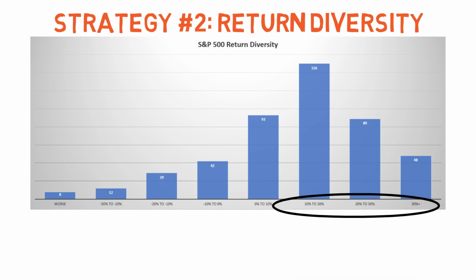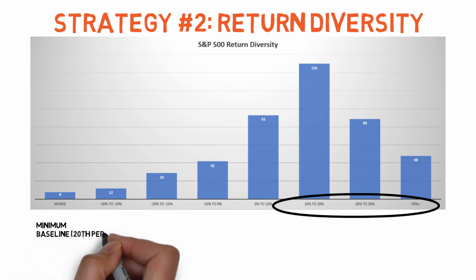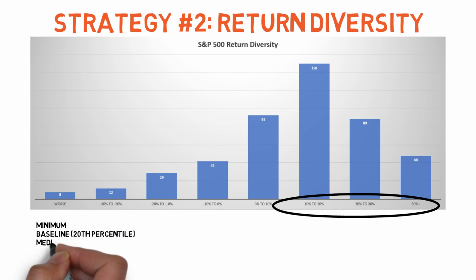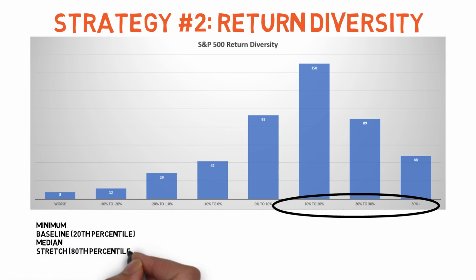For instance, many people use a minimum, baseline, median, stretch, and maximum model of returns when looking at an investment. The baseline return is usually defined as the lowest returns that still fall within the 15th or 20th percentile of the dataset. The stretch return is the highest return that falls within the 80th or 85th percentile.